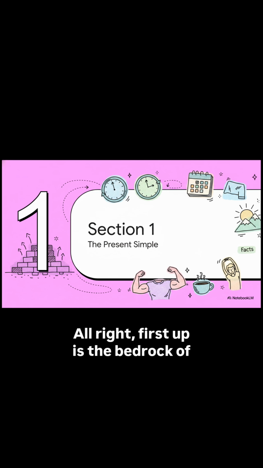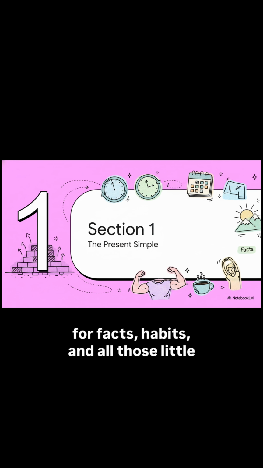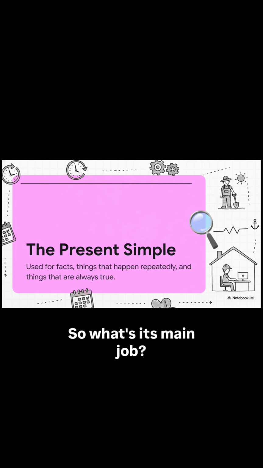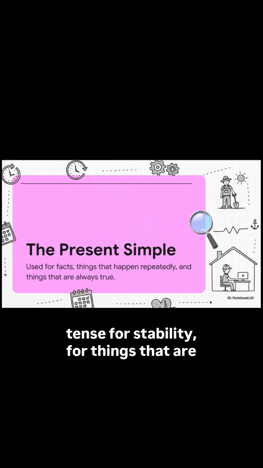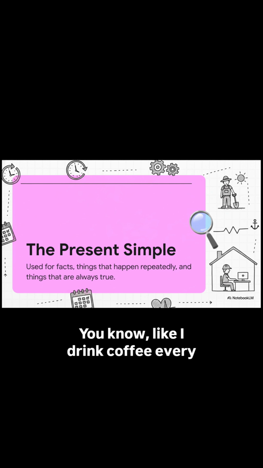All right, first up is the bedrock of the present tense, the present simple. This is your go-to, your workhorse tense for facts, habits, and all those little routines that make up your daily life. So what's its main job? Well, think of the present simple as the tense for stability, for things that are true. It covers big facts like the earth revolves around the sun, and those routines that are the backbone of our lives. Like I drink coffee every morning.